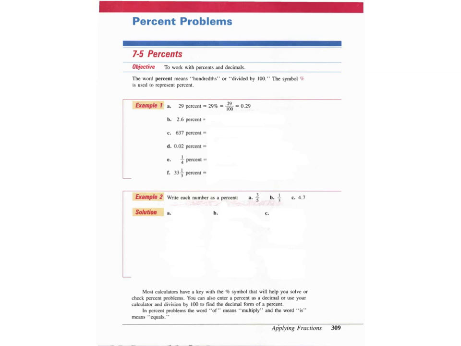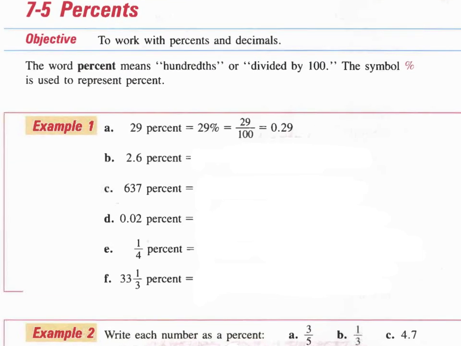So the first thing we're going to do is learn how to convert from a percent to a fraction to a decimal. So if they're giving it to you in words like 29 percent, all you need to do is take out the word percent and put the percent symbol behind the two numbers. Remember that a percent is always out of 100, or it means divided by 100.